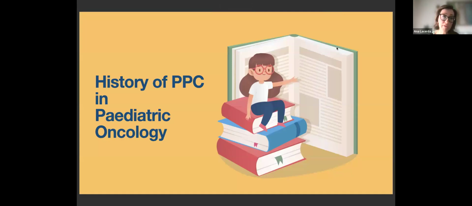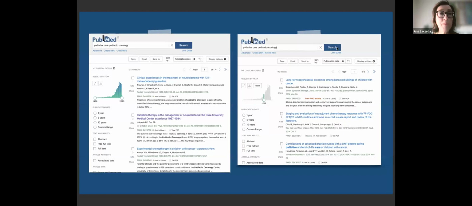So moving now to a very short history of what's been happening in pediatric oncology and palliative care. I looked into PubMed and I found that the first papers about palliative care in pediatric oncology are from 1986. And I thought it's really nice that the first paper is a parent's view on experimental chemotherapy in children with cancer. Of course, the first 2 are about neuroblastoma, which is my disease of election. But anyways, a parent's view. And then in 2014-15, you can see that the number of publications really started growing a lot. And again, we can see a lot of evidence and research about psychosocial and nursing care. So this is really interesting.